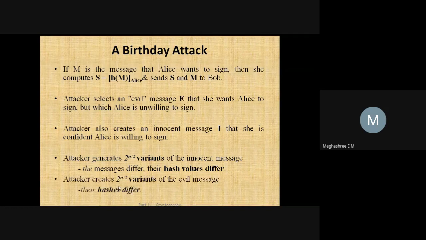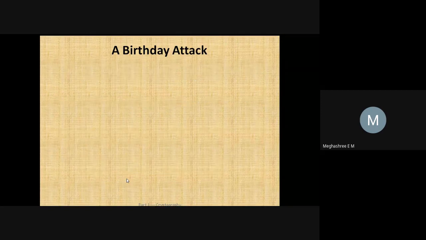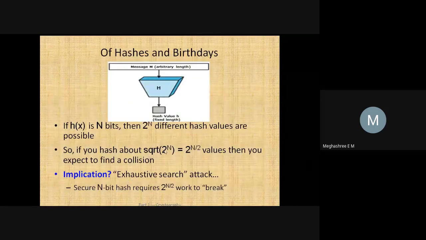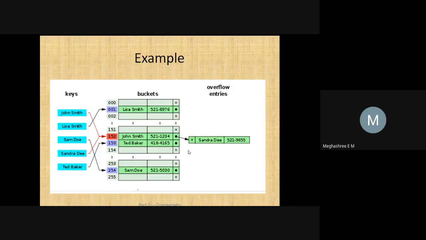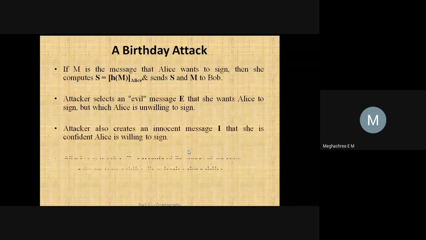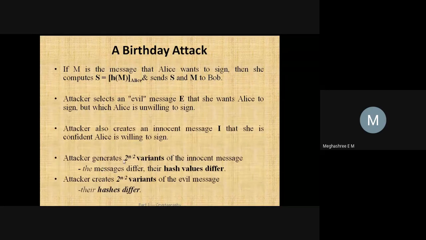In the same way, evil messages are also created. How many variants? It's the same as the previous one, 2^(n/2). You all understood why I'm considering 2^(n/2), right? In the previous slide, see here, that is the point where you can find a collision. That's why those many different hash values are considered here, different messages are considered here. So these many variants of innocent messages are created.